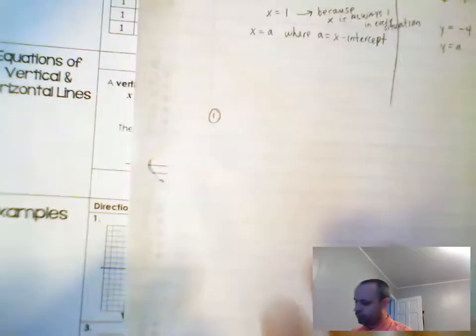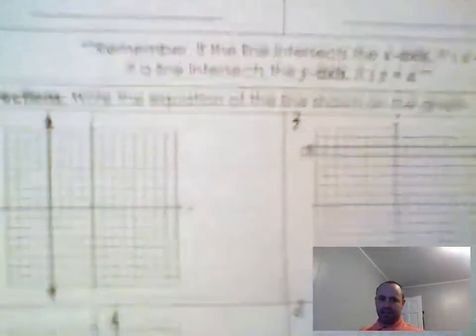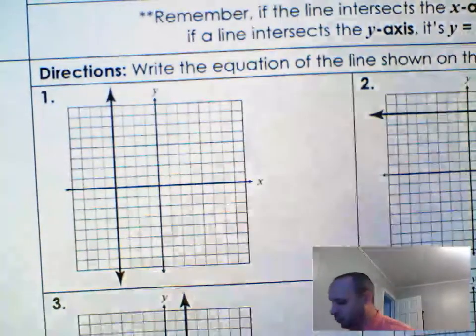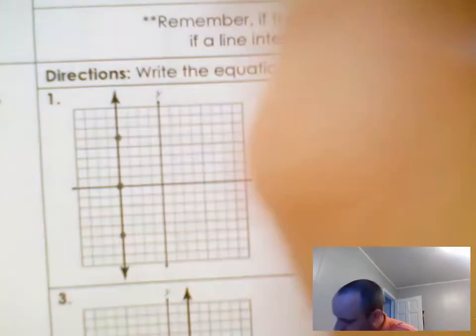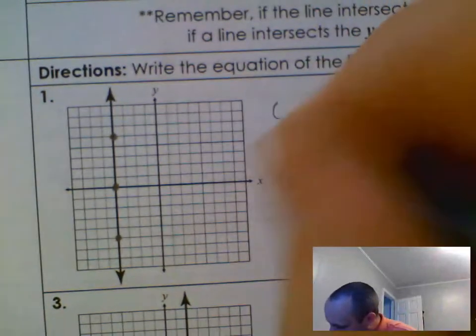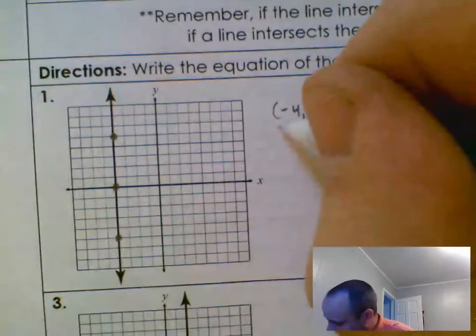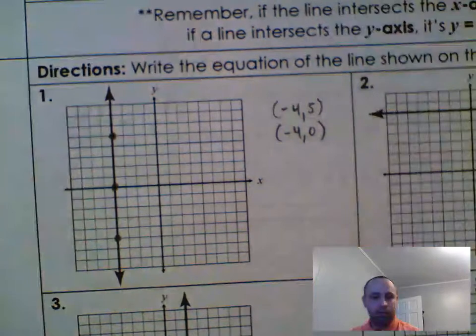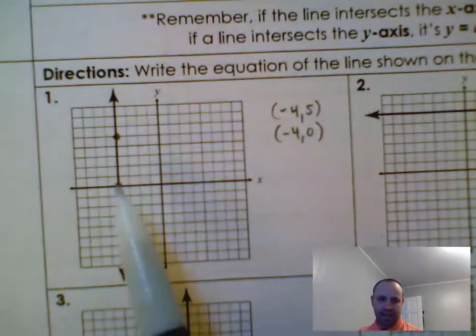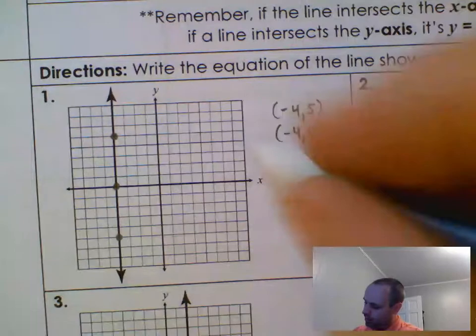So let's go ahead and take a look at some examples, and hopefully this will make more sense. Okay, so for number 1, take a minute and draw that down if you need to. If you don't have your worksheet, please draw this down. So let's pick a few points, like here, here, and here. So the top point would be -4, 5. And then we would have -4, 0, right? And then this point would be -4, -5.